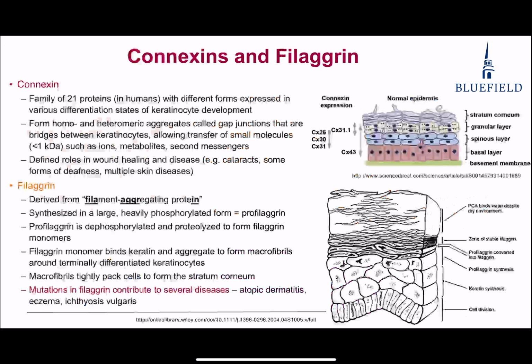Filaggrin, filament aggregating protein. Filaggrin is produced as a profilaggrin that is then digested and processed into the final filaggrin state. So these are basically ropes of protein, filaggrin monomers that are then roped together to form that strand of filaggrin that binds keratin as it is being produced in the outer layers, some of the final steps of the differentiation process. And the filaggrin and the keratin form this mesh that holds all of those epithelial cell layers together.